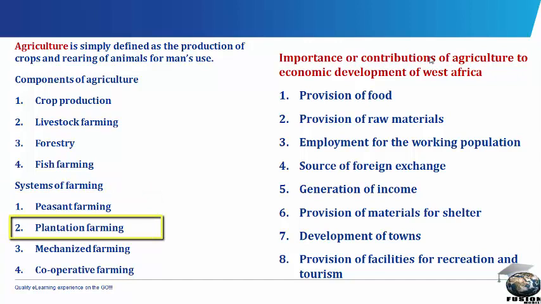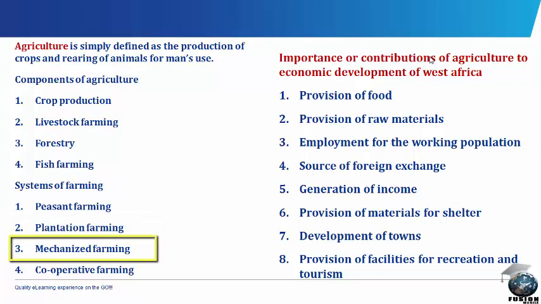Plantation farming. This involves the cultivation of some economic crops in large areas of land. In this type of farming, only one crop, monoculture, is grown in a large area of land. Some characteristics of plantation agriculture include: it requires a large area of land, it requires huge capital investment, and only one crop can be cultivated.